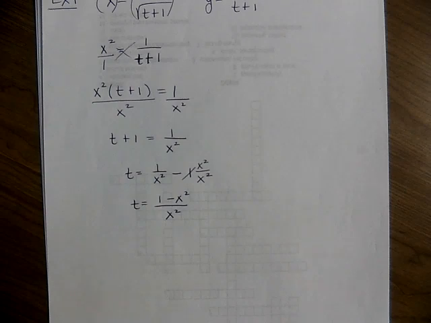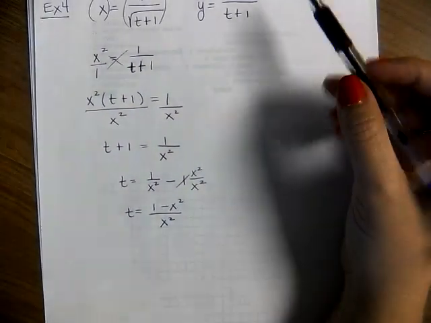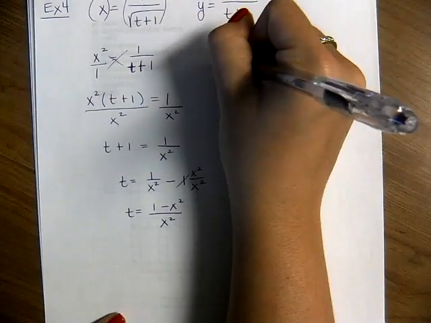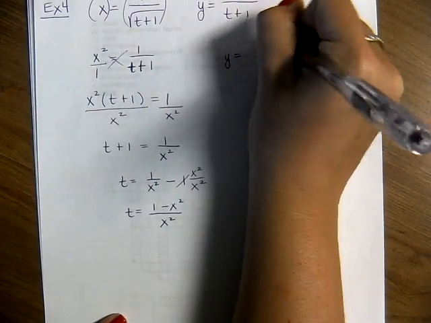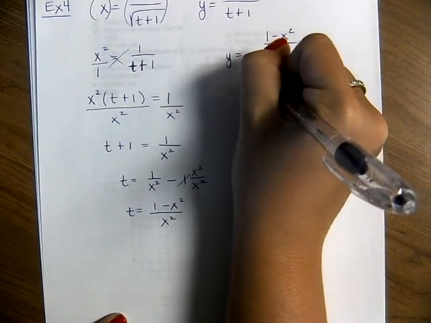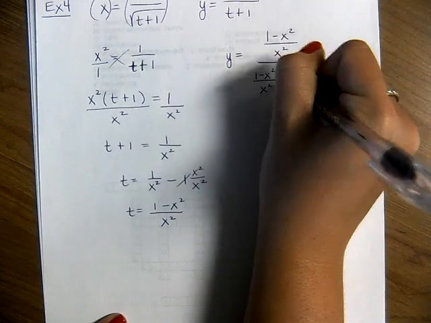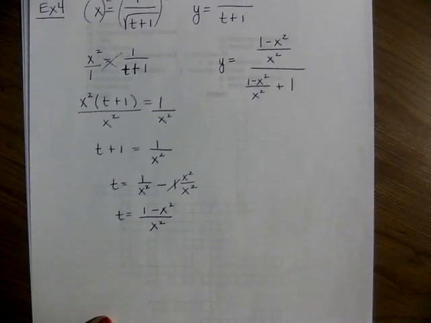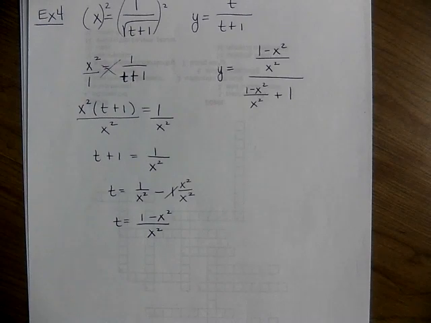Now we have to take that t and substitute it into y. So it's going to get a little messier. We have to do two substitutions here because we have two values of t. So now I have y equals (1 minus x squared over x squared) over (1 minus x squared over x squared plus 1). So you always put t into the other equation? Yes, that is the goal, to eliminate t.